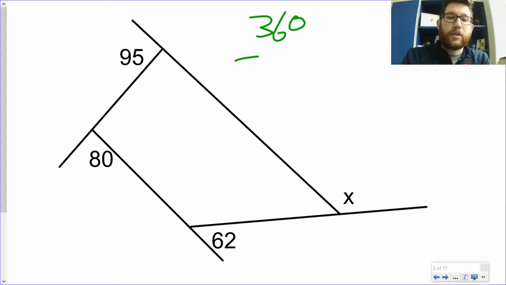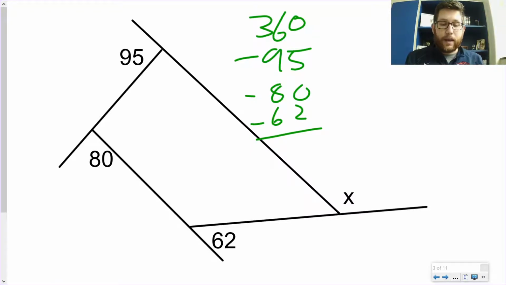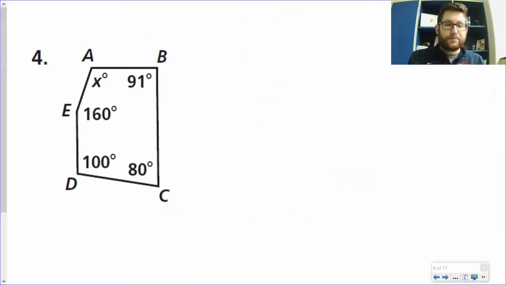And what I'm going to do is I'm going to subtract out 95, I'm going to subtract out 80, I'm going to subtract out 62, okay? So let's go ahead and do that. 360 minus 95 minus 80 minus 62, and I get 123. Now let's double check to make sure that makes sense within our picture. It doesn't always have to match the picture, but in this case it does. 123 degrees does seem reasonable for that angle. So if I'm looking for just one angle, I can subtract out the other angles to solve for that, because I know all of them together add up to 360.